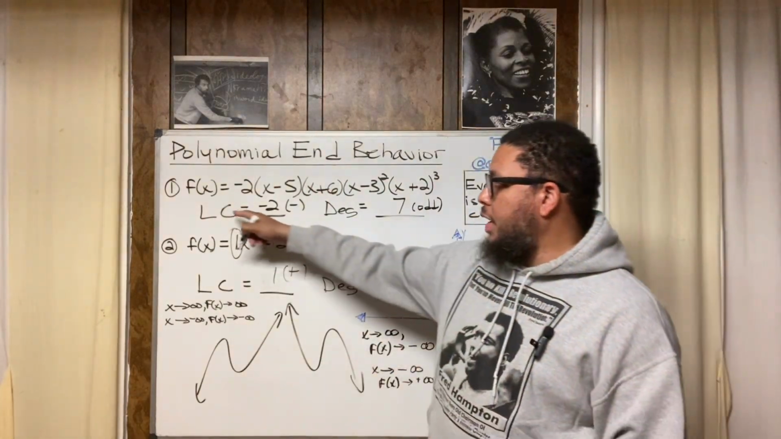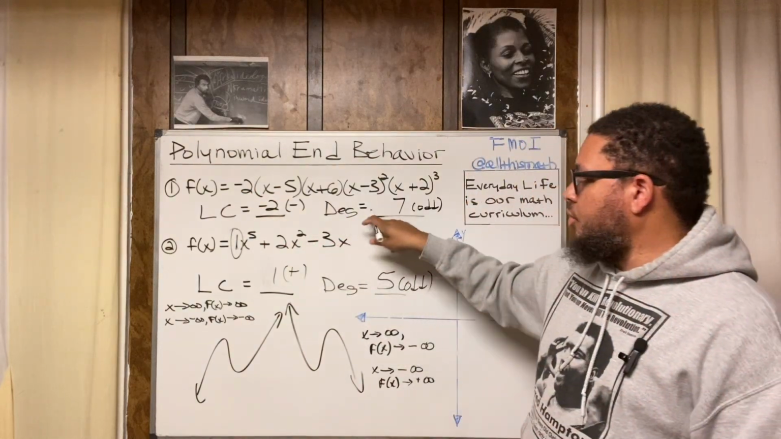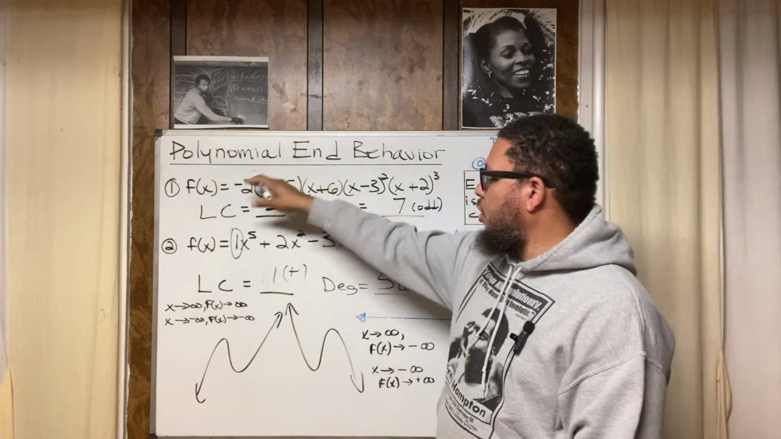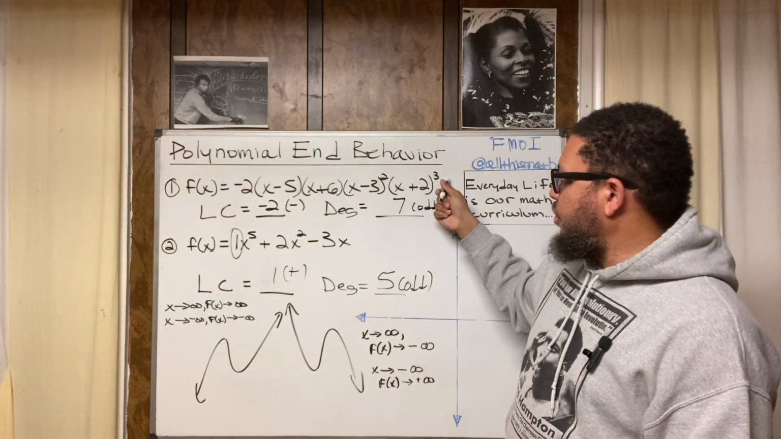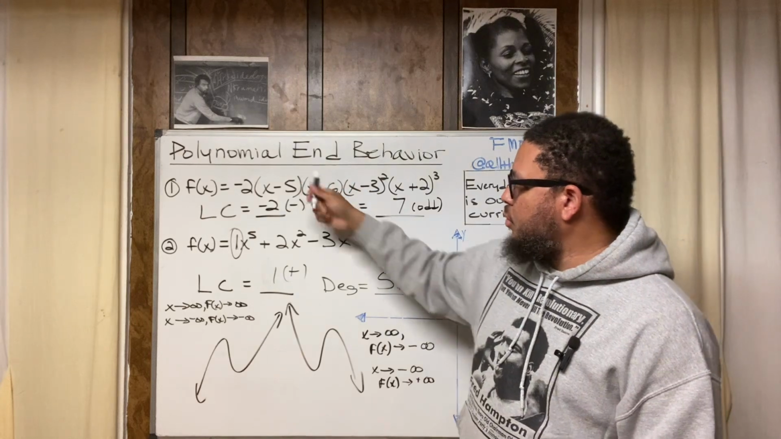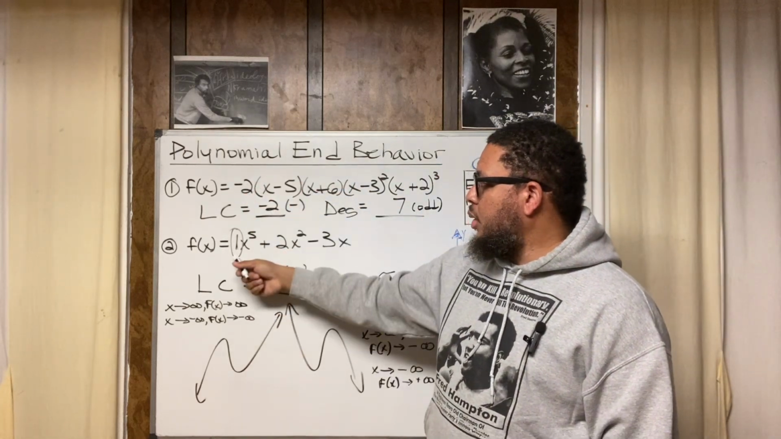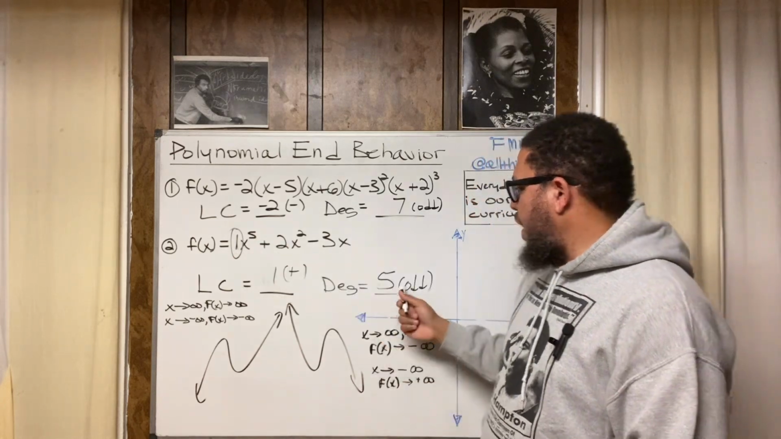You've got to identify the lead coefficient. In this case, in number 1, it was -2. Identify the degree. The degree is the largest exponent that you see. Now, if this was multiplied all the way out, your degree would be 7, because of that 3, that 2, that invisible 1, and that invisible 1. The degree would be 7. The lead coefficient is already -2. In this one, your lead coefficient is +1 and your degree is 5.